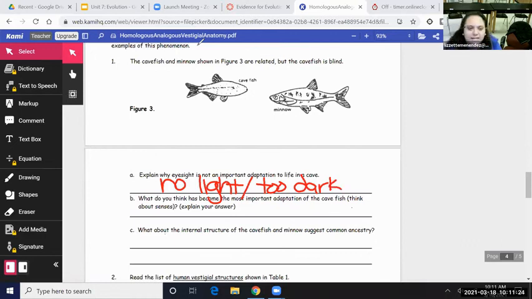Imagine being in a room where there are no windows, no light, nothing. You can't even see an inch in front of your face. So why would you need eyes? So because it's dark in those caves and they don't have eyes because they don't need to see, what do you think becomes the most important adaptation of that cavefish?